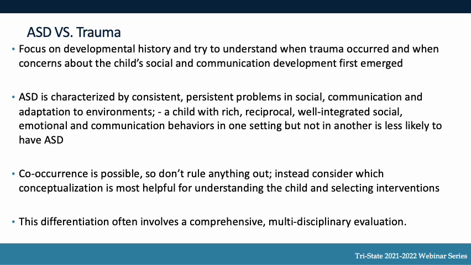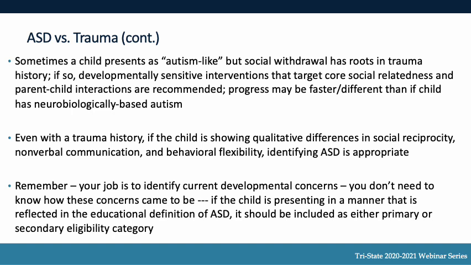So I would say that the true differentiation between these two things is going to have to do with not only finding really sophisticated markers of what's different on the surface, but understanding the etiology or how these developmental challenges came to be. And that differentiation often requires a comprehensive, multidisciplinary evaluation that would include a combination of medical, clinical, and educational professionals. So depending on where you practice, it may be most important to determine, is autism relevant for this child? Is trauma relevant for this child?